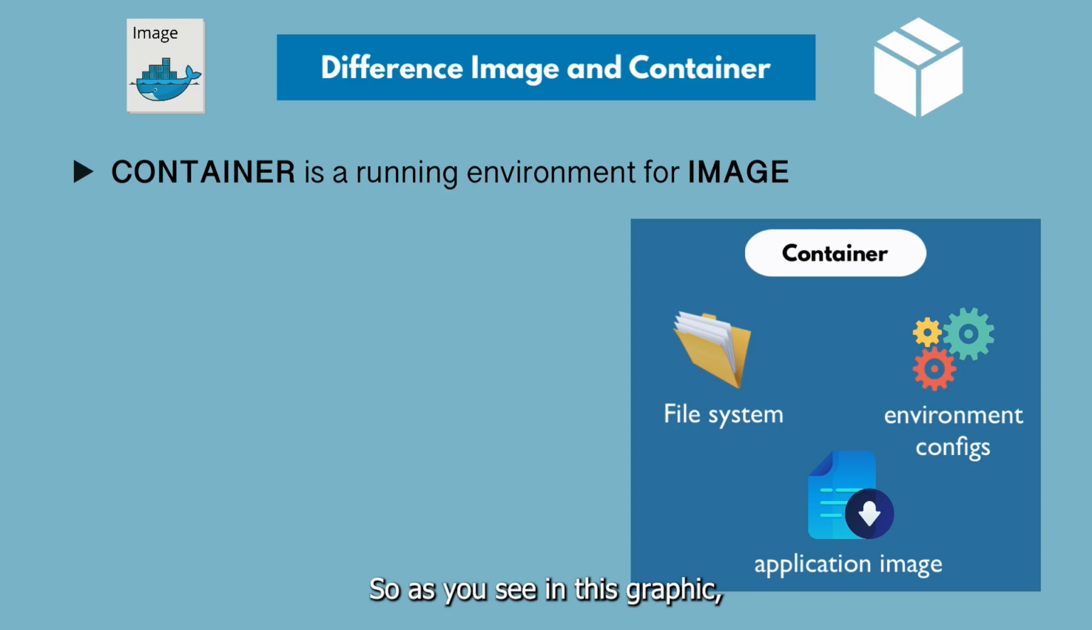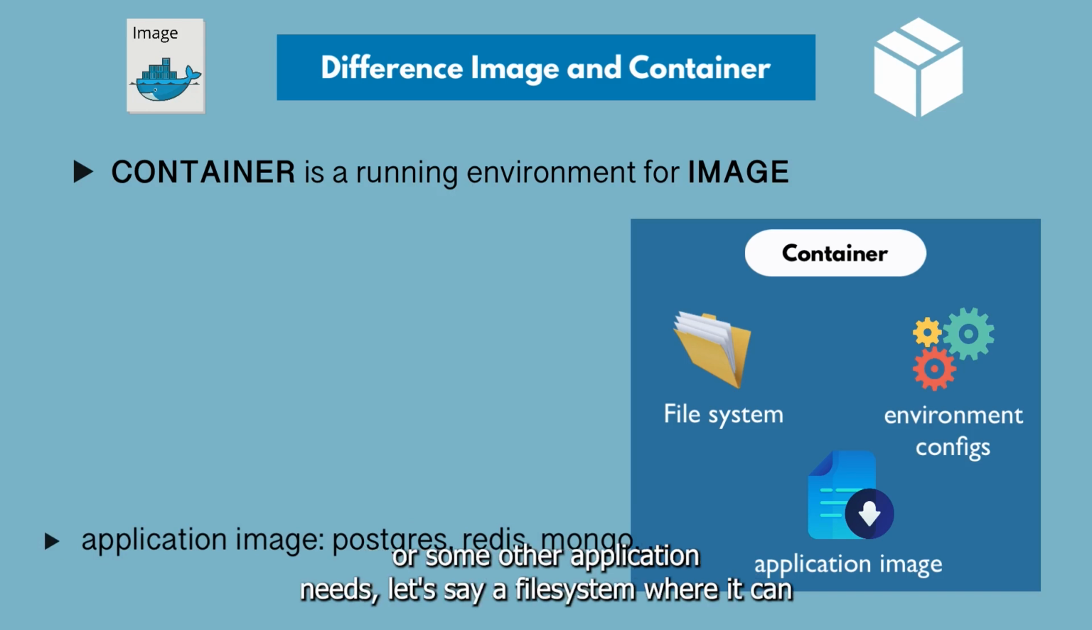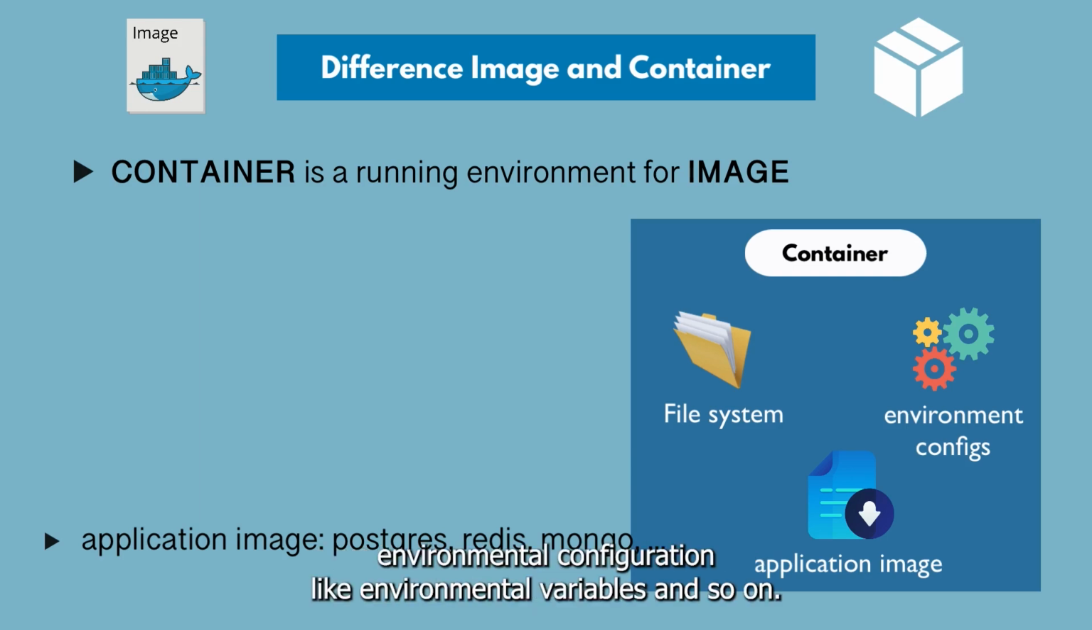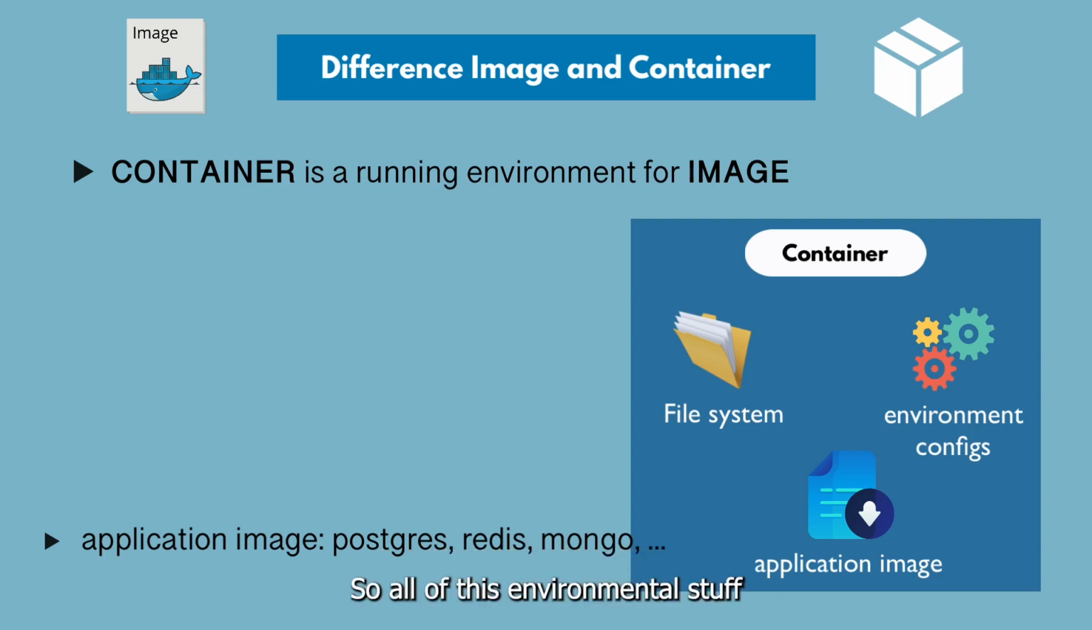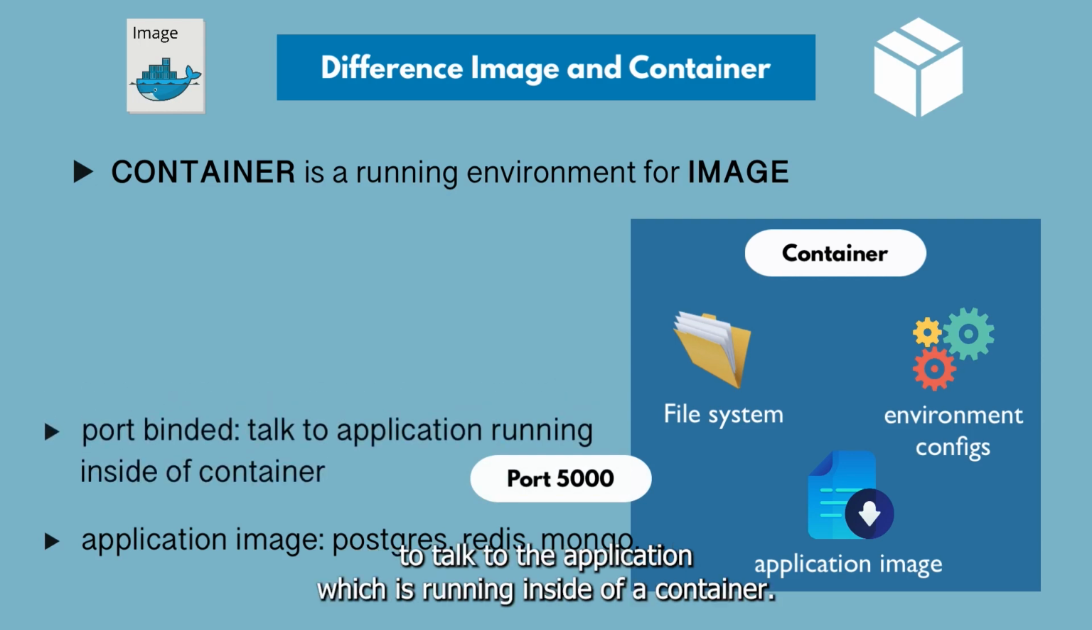So as you see in this graphic, the application image that runs the application, it could be Postgres, Redis, some other application, needs, let's say, a file system where it can save the log files or where it can store some configuration files. It also needs some environmental configuration like environmental variables and so on. So all of this environmental stuff is provided by the container. And the container also has a port that is bound to it, which makes it possible to talk to the application which is running inside of a container.